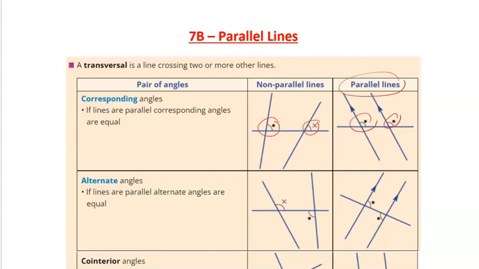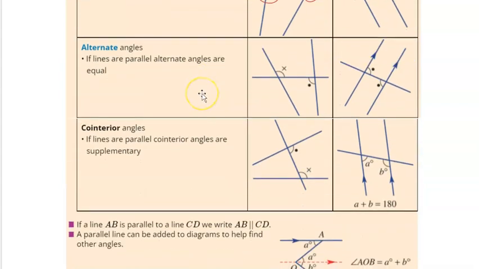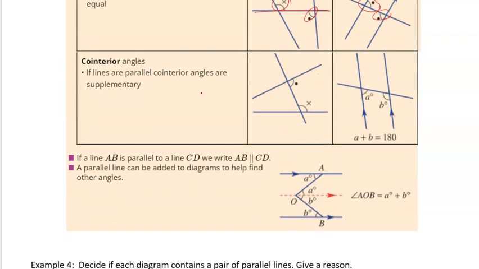Alternate angles are on either side. So here's our transversal, so one's here and one's there. If they're not parallel, they're not equal. But special, if they're parallel, then they're equal to each other. Co-interior angles, here's our transversal, and they're not equal at all, but if they're parallel, they will add up to 180.